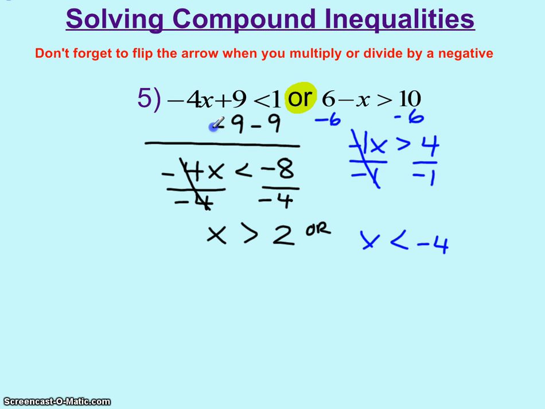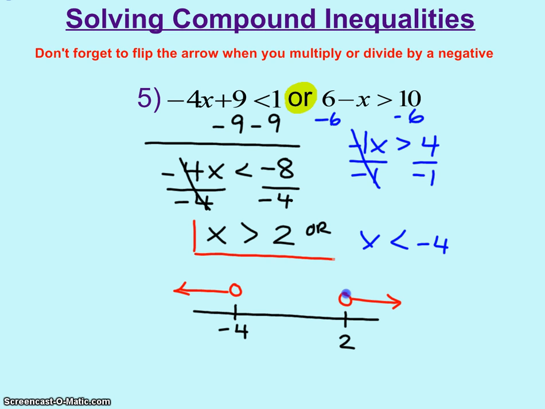Now, if I were looking at my number line, I have negative 4, I have positive 2. Greater than 2 is an open dot on 2 and an arrow to the right. Less than negative 4 is an open dot on negative 4 and an arrow to the left. Okay, on your answer blank, what I would expect to see is this right here, including the or. And on your number line, I would expect to see this here.